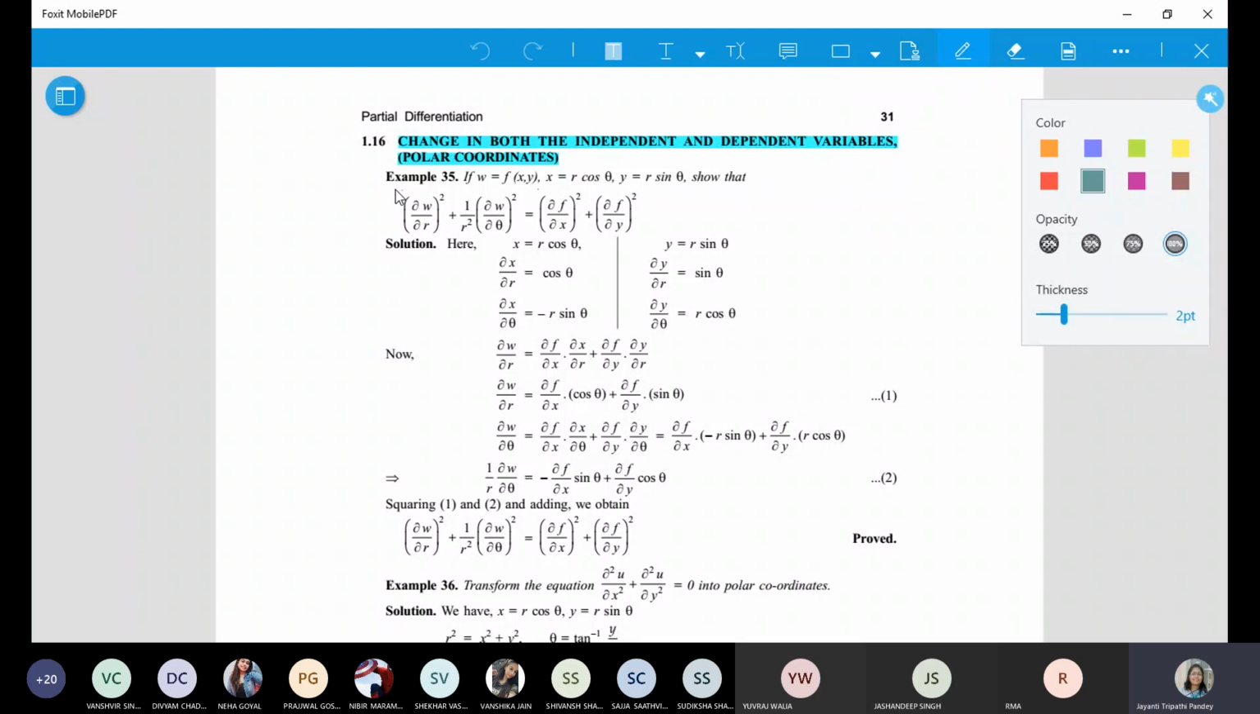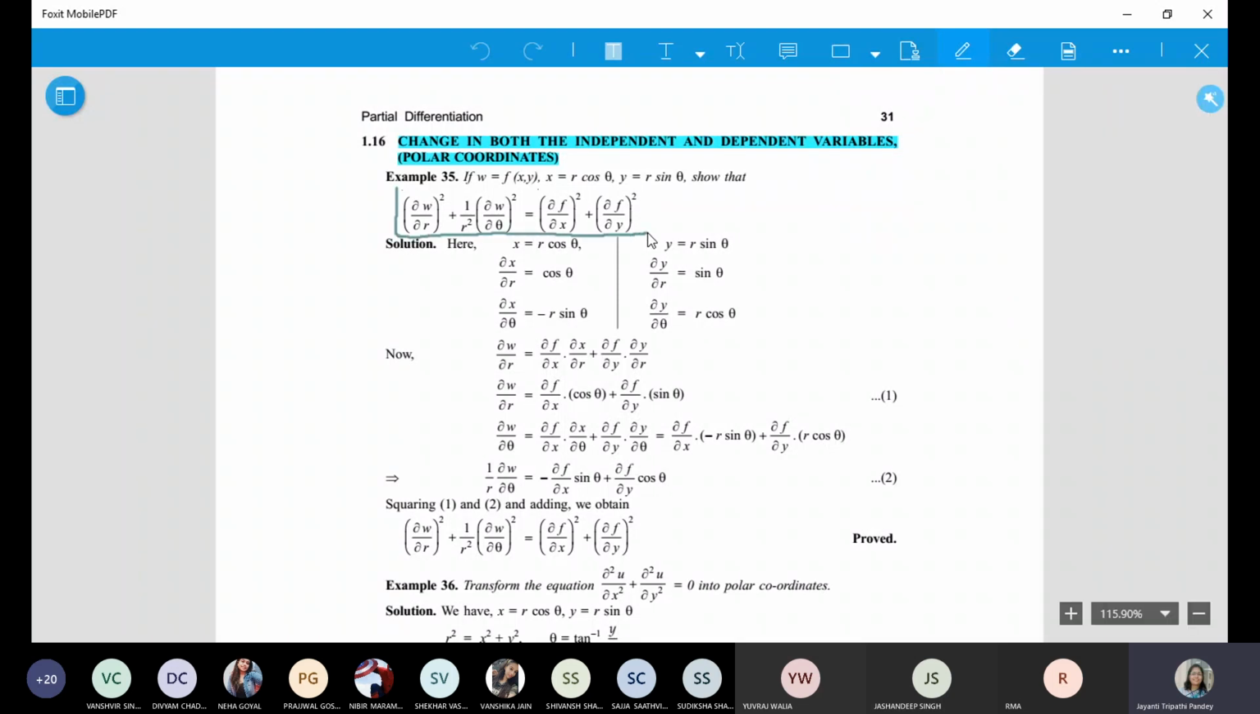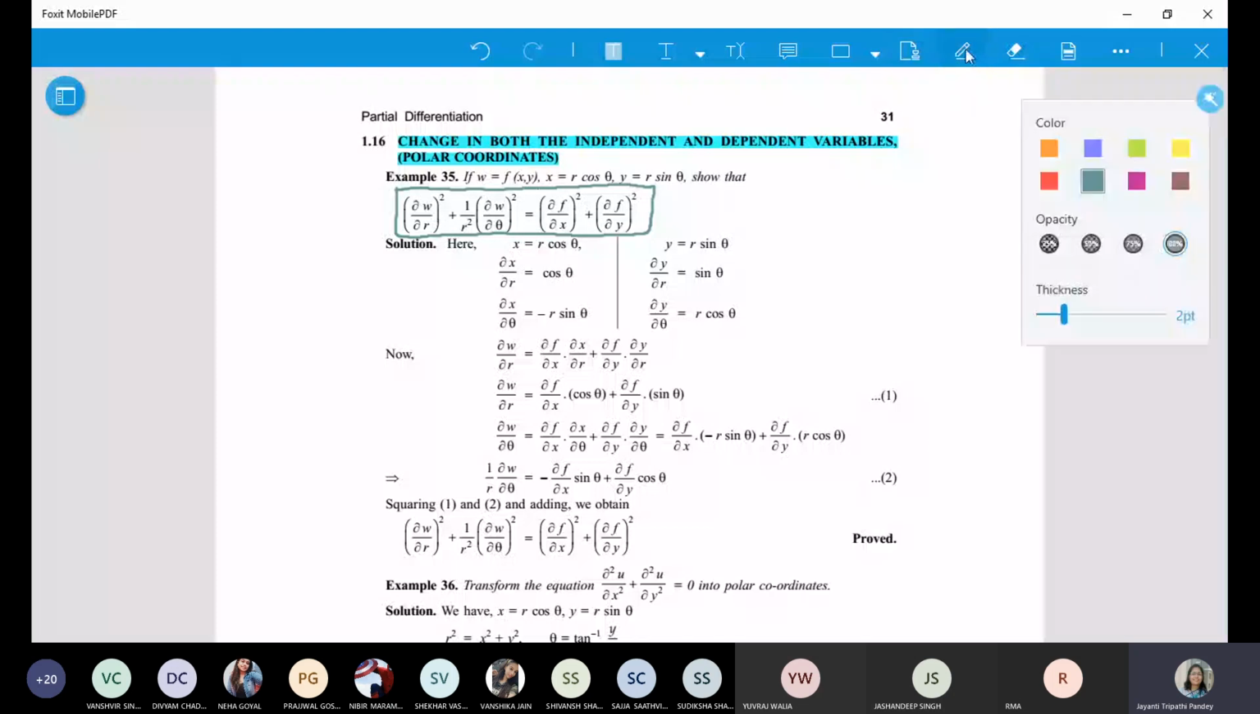Show that this is equal. Now what is happening here? This is the derivative of the function with respect to x and y, and this is the derivative of the function with respect to r and theta. This is only with respect to x and y, and this is with respect to r and theta. So I want you to correlate and understand what it means.